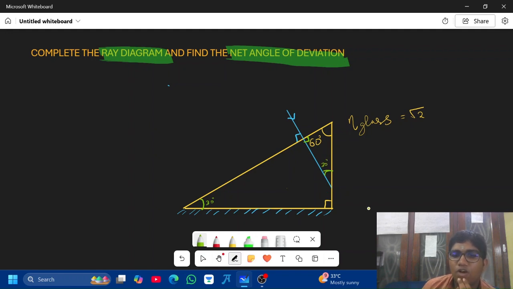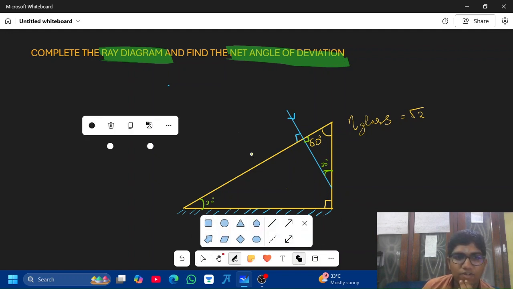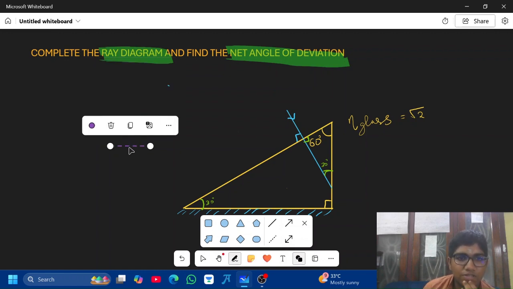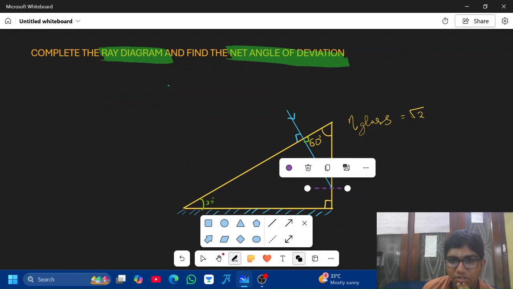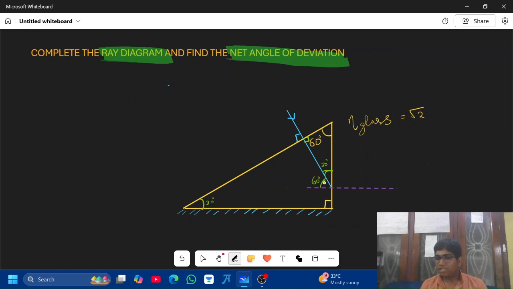If this is 90 degrees, this angle will be 30 degrees. Now what we are supposed to do is draw the normal for this face. Let me put it in purple. I'll put it here. This is the normal at the point of incidence inside the prism. Clear? Now, if this is the normal and this angle is 30 degrees, this angle here must be 60 degrees. Angle I1 equal to 60 degrees.